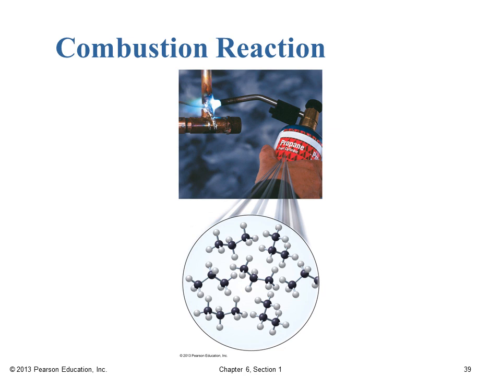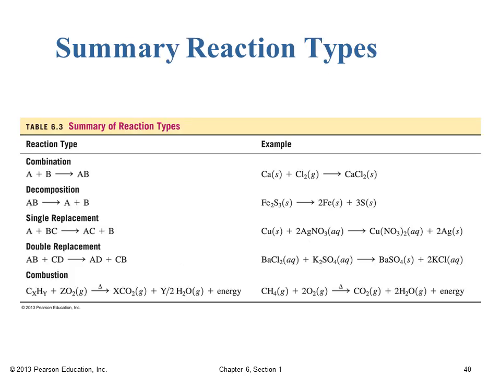And this is just an example showing you propane. Propane, when it's lighted up, reacts with the oxygen, and it's going to produce carbon dioxide and water. And here's just a nice little summary of the different reactions. It gives you the general formula, and then gives you some examples of the different types of reactions.